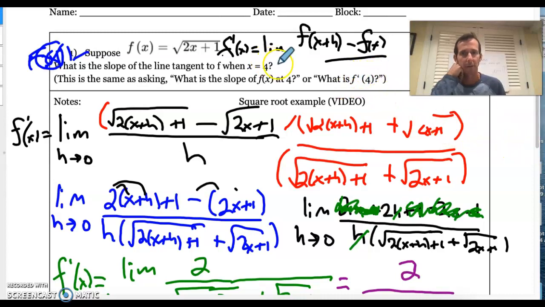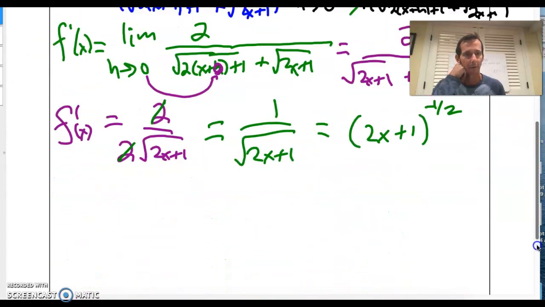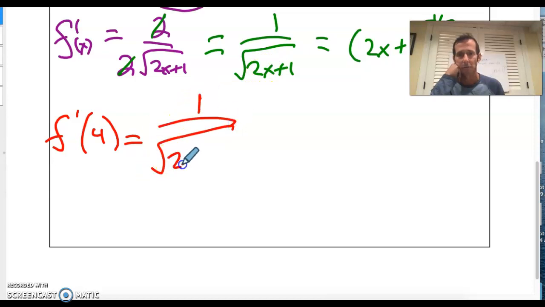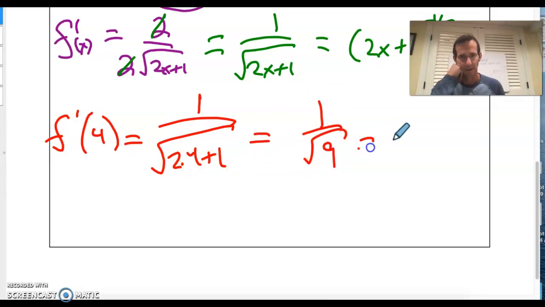So all of those three things, 1, 2, 3, all are asking the exact same thing, and you're going to get them every way possible. But that means I need to figure out what f prime of 4 is. So I'm going to put 4 into my equation here. So I'd have 1 over square root of 2 times 4 plus 1, and 2 times 4 is 8. 8 plus 1 is 9. 1 over square root of 9 is 1/3.